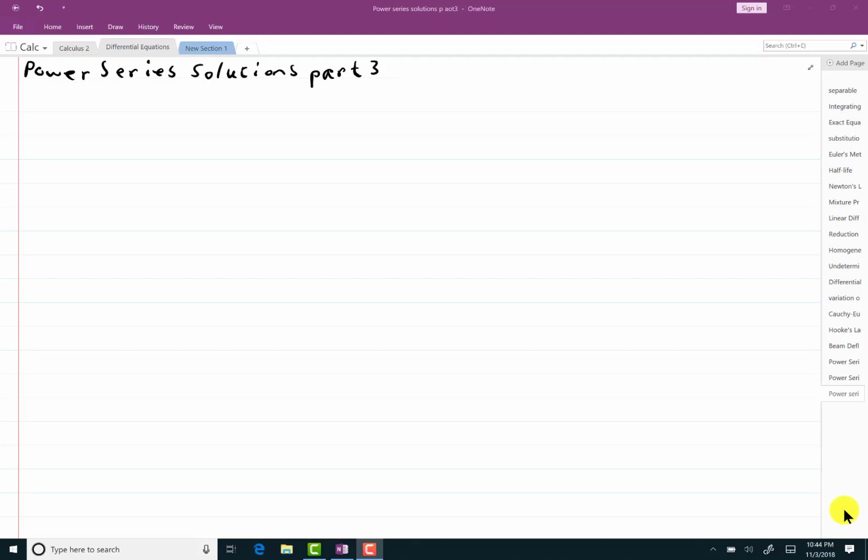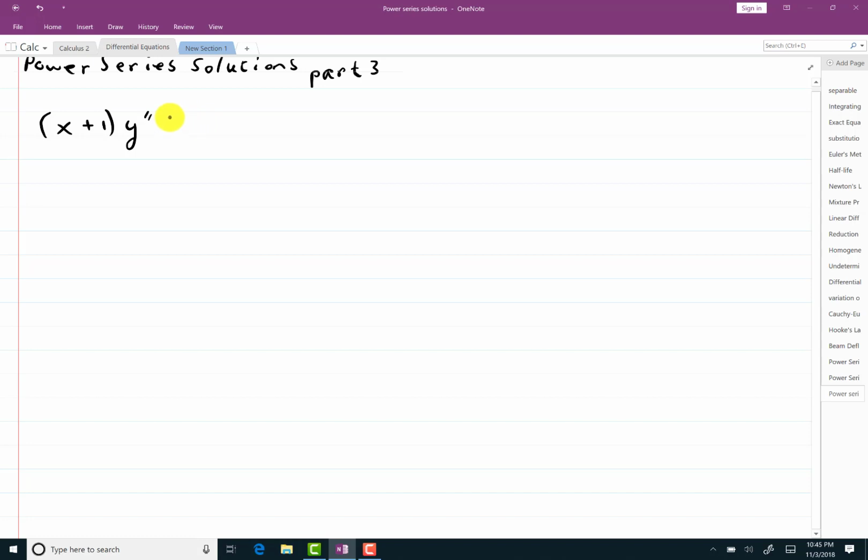I wanted to finish off the power series section with one last example, something that's sort of all inclusive of everything we talked about so far, and it looks like this: (x plus 1) y double prime plus (x minus 2) y prime plus y equals 0. And not only that, we're going to have initial conditions. Y of 0 will equal 2. Y prime of 0 will equal negative 1.